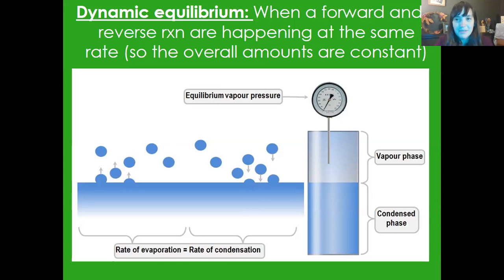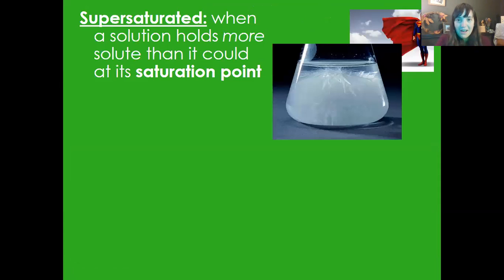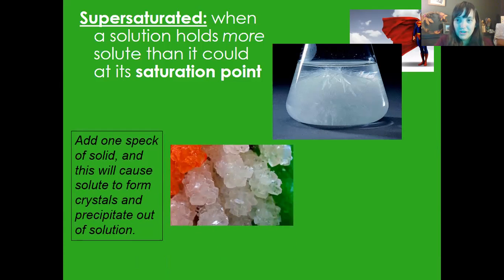And we'll get more to that concept in our study of kinetics and equilibrium later. All right, so our third term is supersaturated. Now, I told you saturated was the maximum amount of solute a solution could hold, but it turns out there is a special case called supersaturated. That's when a solution can somehow be holding more solute than it normally can at its saturation point. Now, how do you do this? You kind of have to trick the solution into becoming supersaturated.